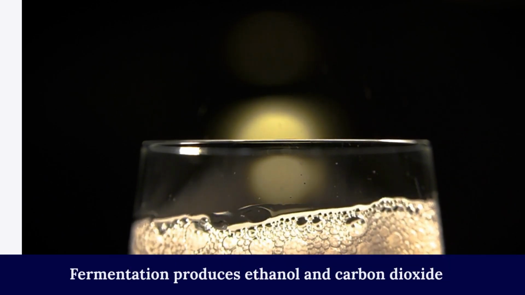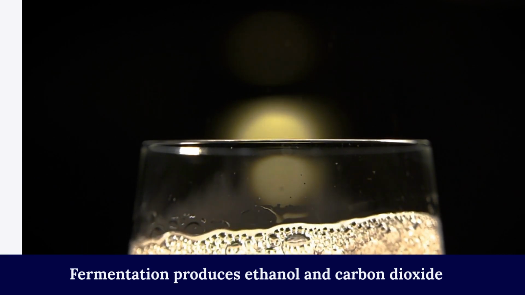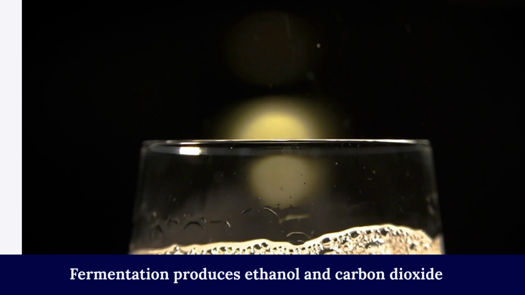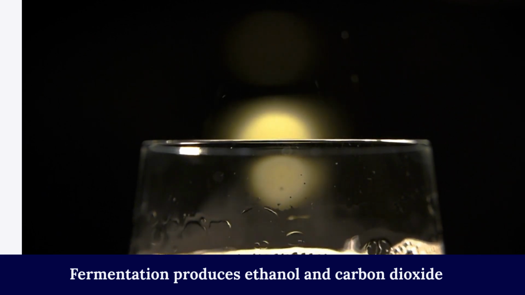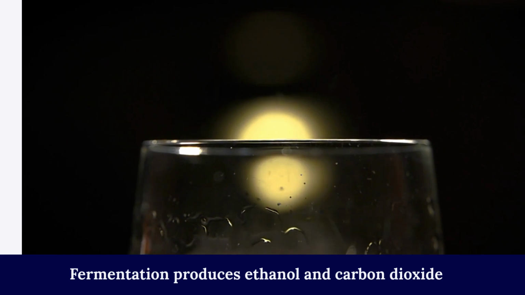In yeast and plants, anaerobic respiration produces ethanol, carbon dioxide, and ATP. This process is called fermentation. It is used in baking and alcoholic fermentation. Only 2 ATP per glucose are produced. It is less efficient than aerobic respiration.